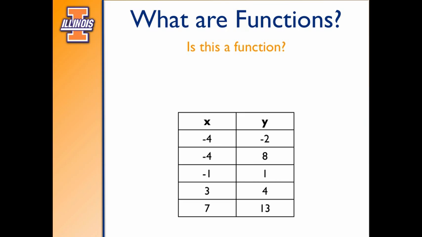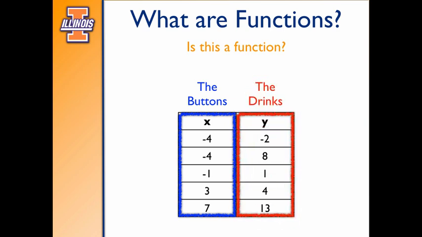So same deal, different machine. I've still got my buttons as the x, my drinks are the y's. Now I check and see if every single button gives me the same exact drink. So I check the first button, that's button that says -4, it gives me drink -2. So far, so good. But then I check the same button again, gives me drink 8. So I pressed this button twice, and the first time it gave me one drink, the second time it gave me another. Therefore, no matter what happens with the rest of this machine, it is broken because that button is broken.